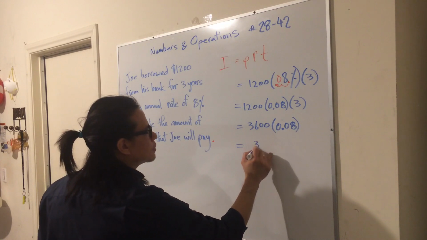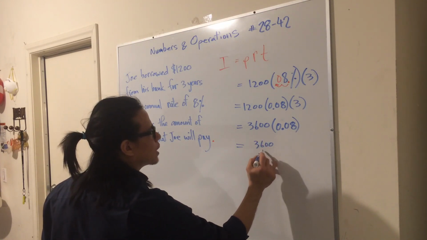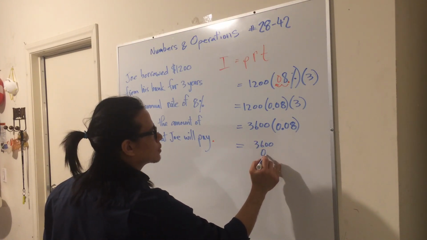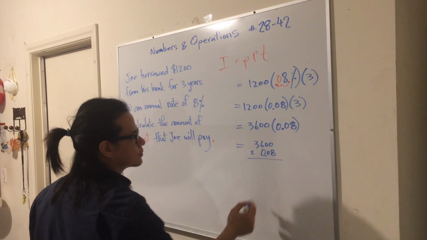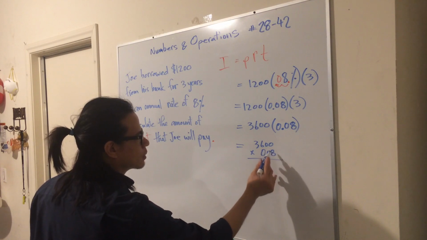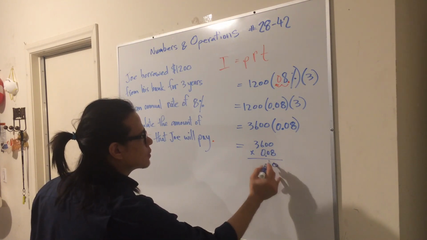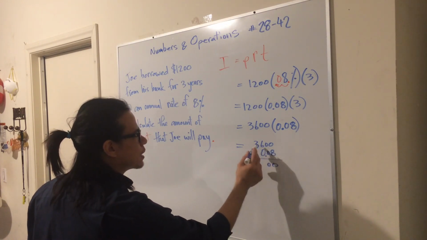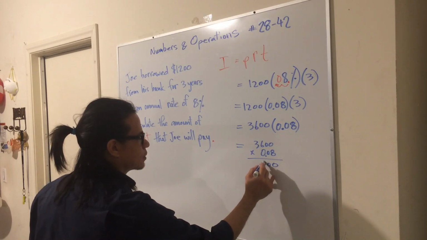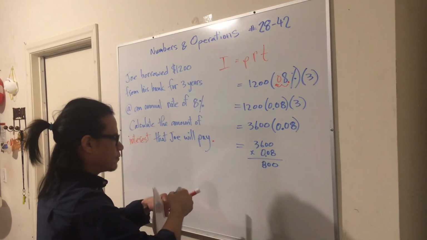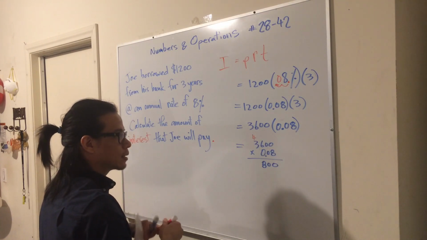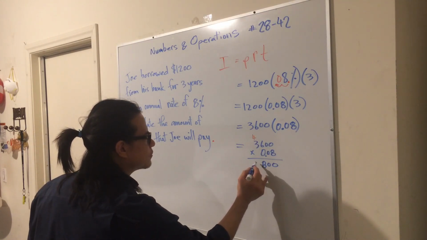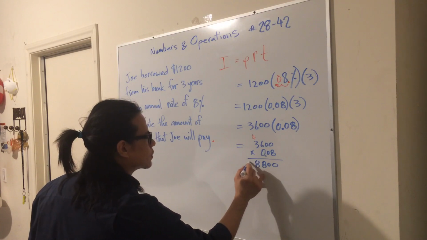So 3,600 times 0.08. 8 times 0 is 0. 8 times 0 is 0. 8 times 6 is 48. Carry over the 4. 8 times 3, 24 plus 4 is 28.